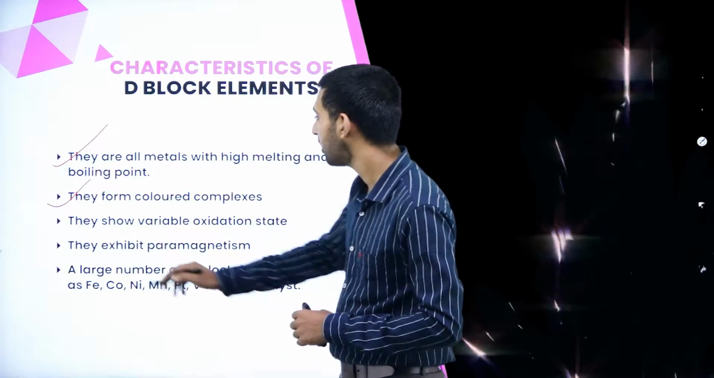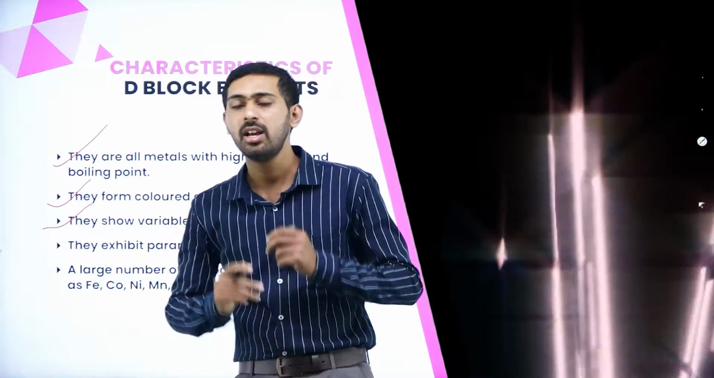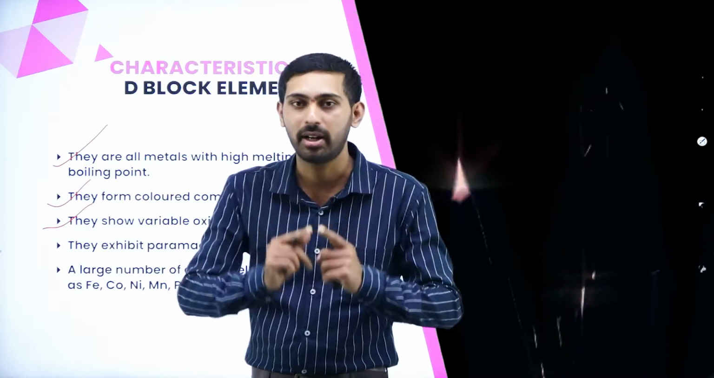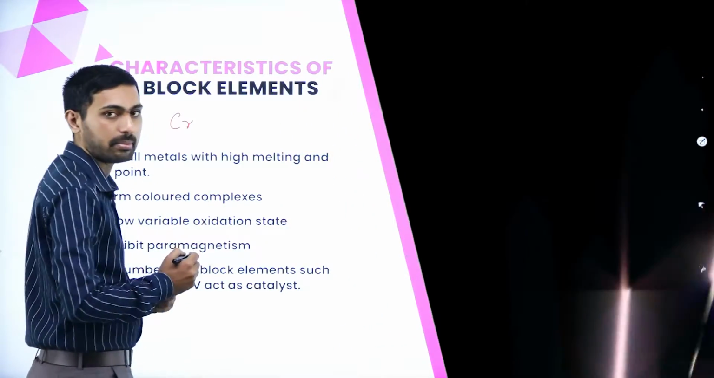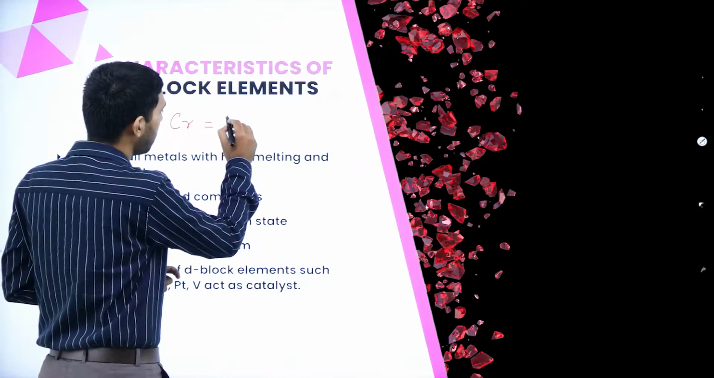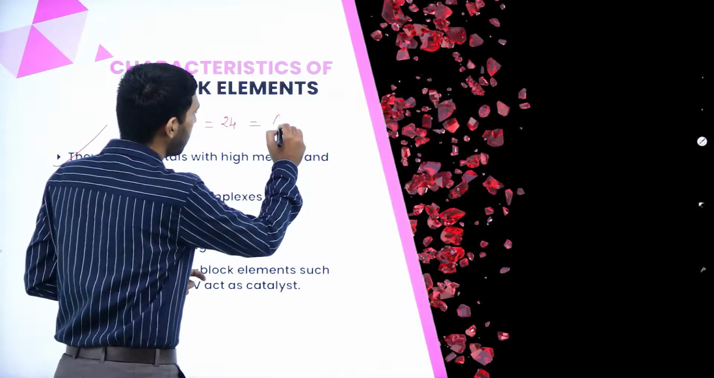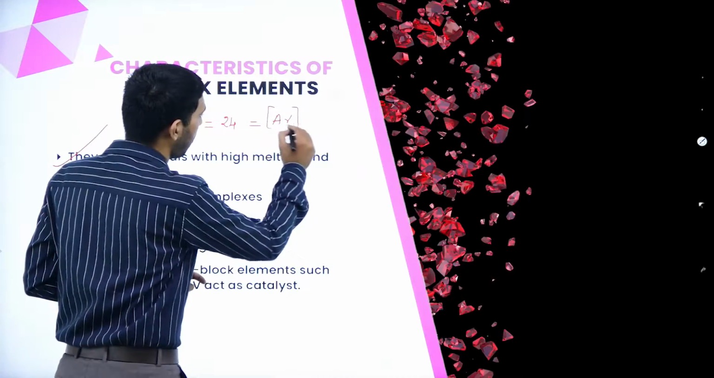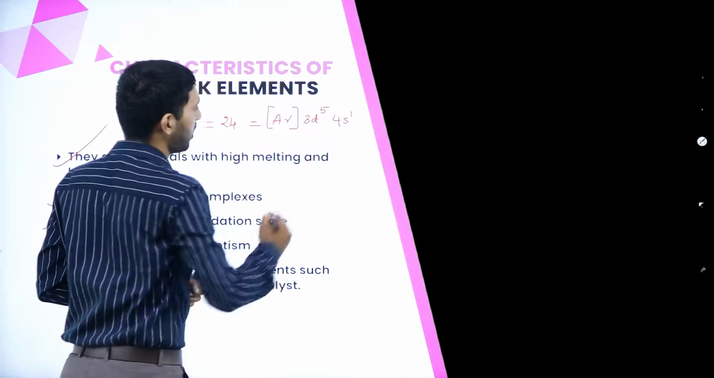Next, they show variable oxidation states. Why? Just because they have unpaired electrons. For example, let us take chromium. What is the atomic number of chromium? Its atomic number is 24. We can write the electronic configuration as argon 3d5 4s1.